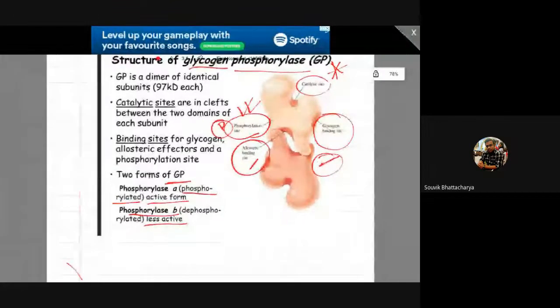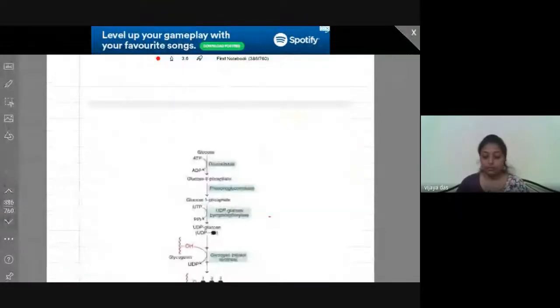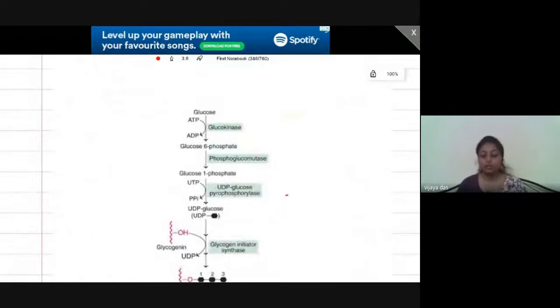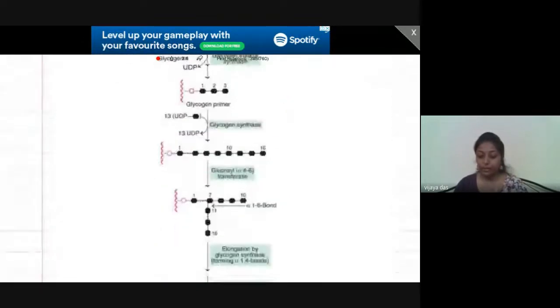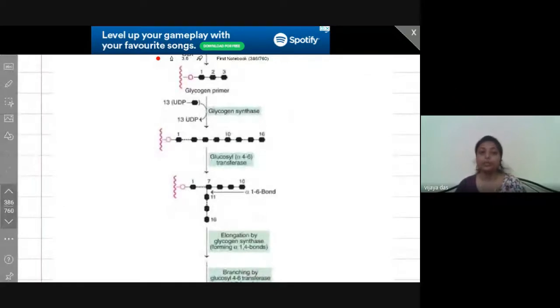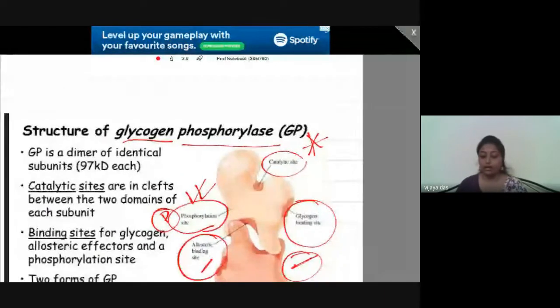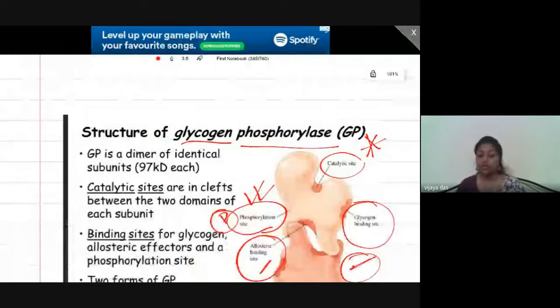Correct. Now, let us see how this enzyme is going to take part. We have learned that there are two major groups of enzymes, right? What did we study? Glycogen synthase and glycogen phosphorylase. So what is glycogen phosphorylase? What are its parts? We have already seen that.